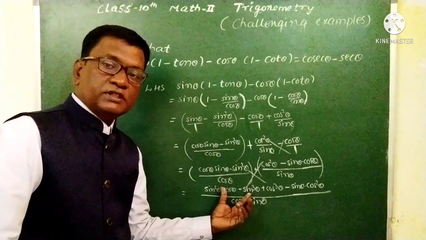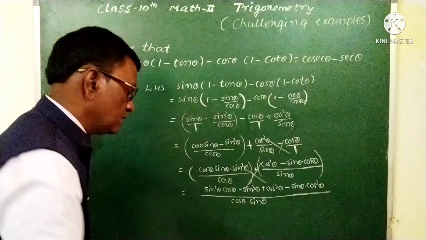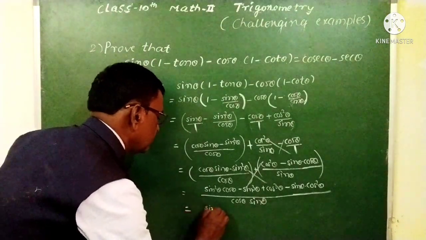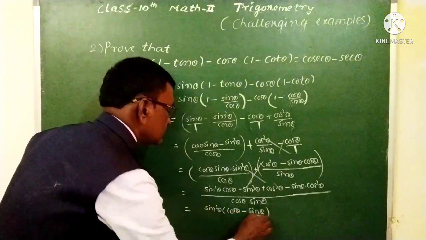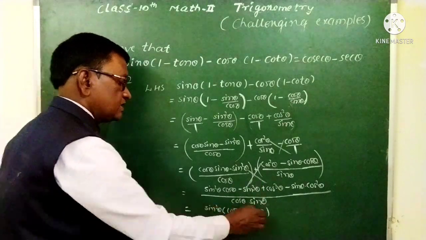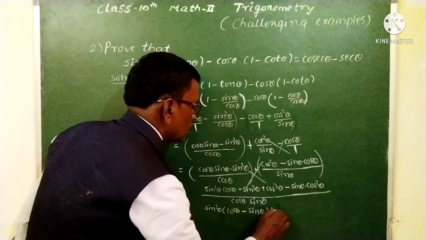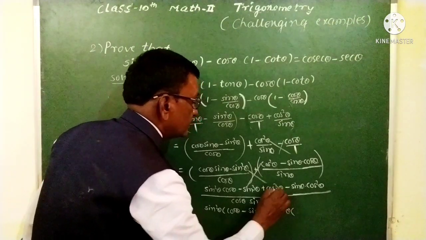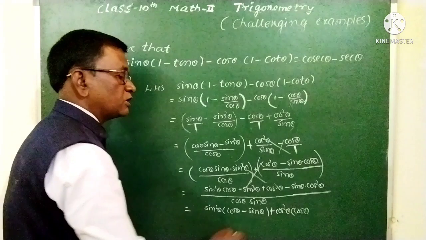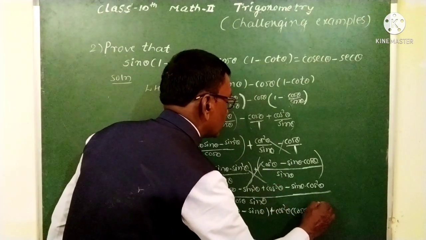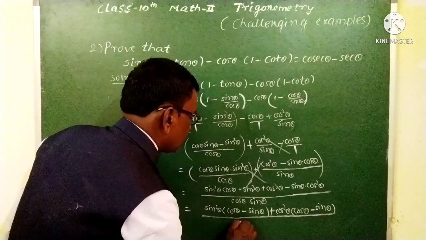From these two terms, take sin square theta common. From these two terms, take cos square theta common. So here is sin square theta cos theta minus sin theta. Here is sin theta, since sin square into sin is sin cube. So here is sin theta. Take cos square common, and here is cos theta, because cos square theta into cos theta means cos cube theta. So here is cos theta minus sin theta upon cos theta sin theta.